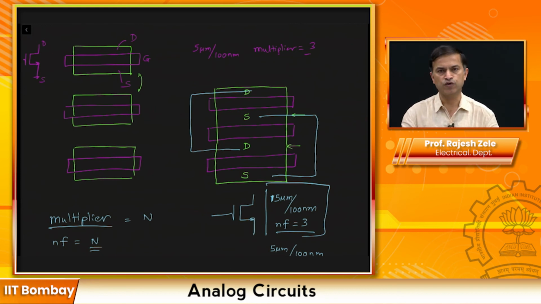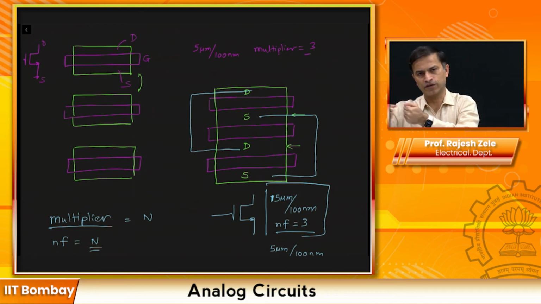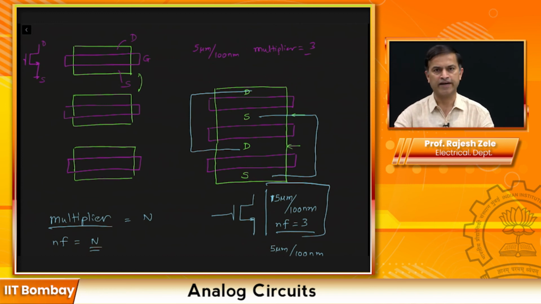The next best thing would be your having number of fingers, NF. So these are the alternatives where you have one transistor of 5 micron and the second transistor of 15 micron, elongated. So that would not match at all very well. All right. So let's move on to the next current mirror.